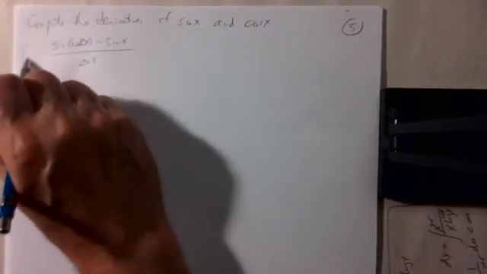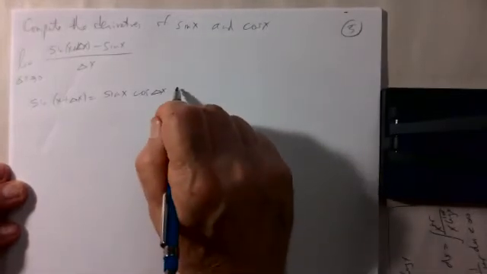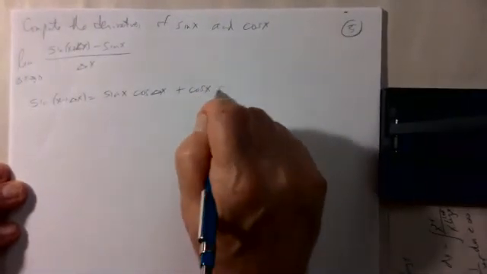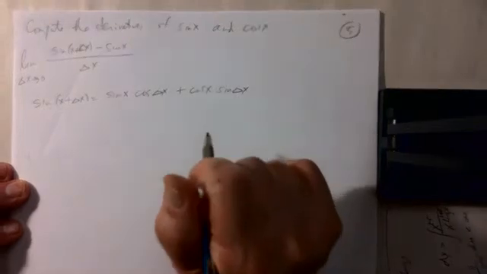So to find the derivative of sine x, we want to take the sine of x plus delta x minus the sine of x over delta x, and take the limit as delta x goes to 0. And one way to do that is to use the addition theorem for the sine. So the sine of x plus delta x is sine x cosine delta x plus cosine x sine of delta x.